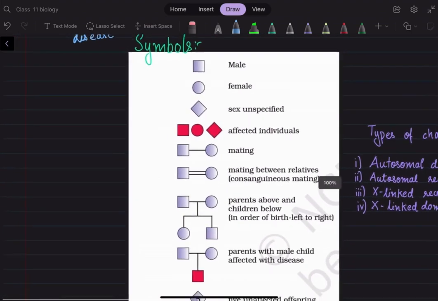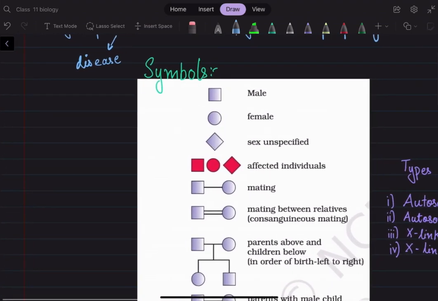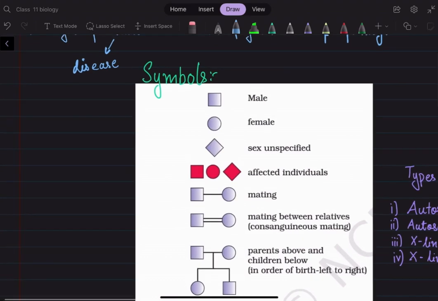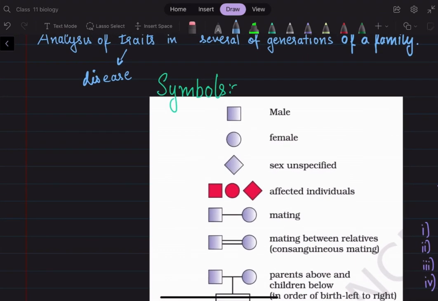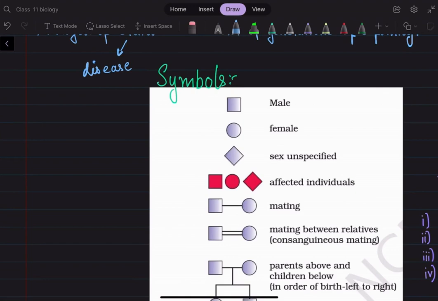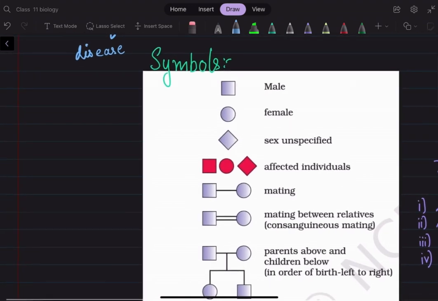The pedigree chart contains the following symbols. We have a square box which represents a male and a circle which represents a female. And this rhombus is sex unspecified, it can be any sex. When it is darkened or colored like this, it usually means these are the affected individuals. They have their particular disease or the defective trait.